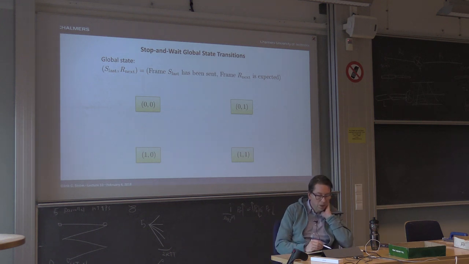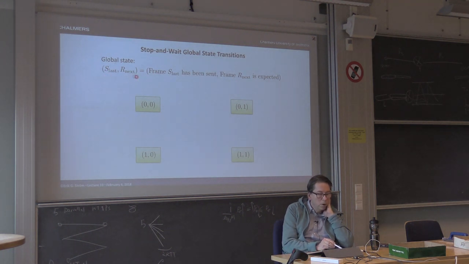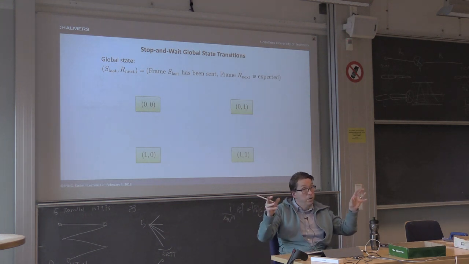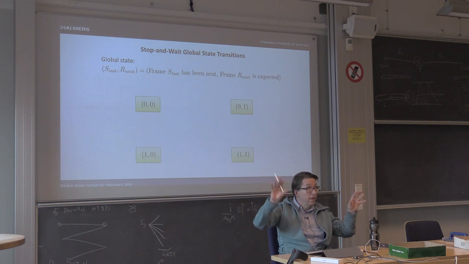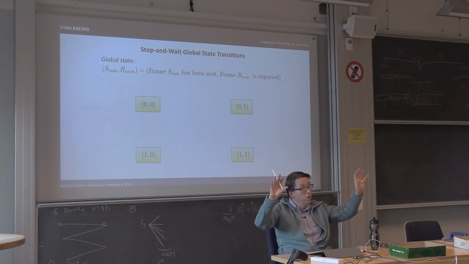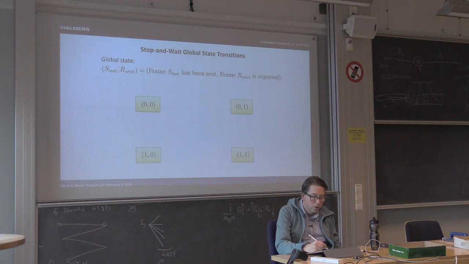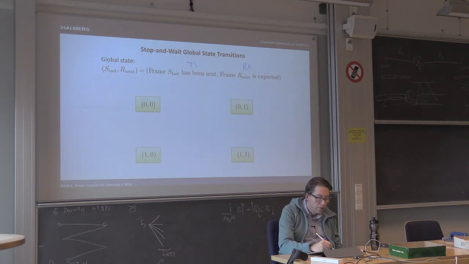Okay, so to see this, we studied the global state. Okay, so the global state of this, we have a transmitter and receiver. So the transmitter has S last, and the receiver has R next. If we put them together, we have the global state. So the global state is S last and R next. And what does that mean? It means that frame S last is the last one that has been sent, and frame R next is expected by the receiver, sorry. So this is the receiver, and this is the transmitter.